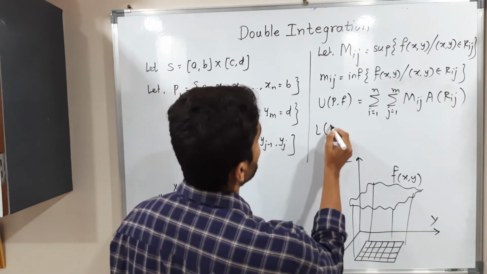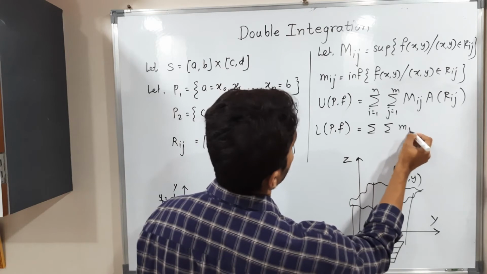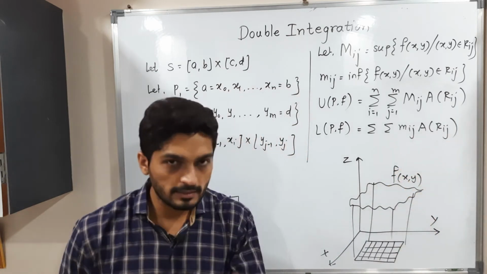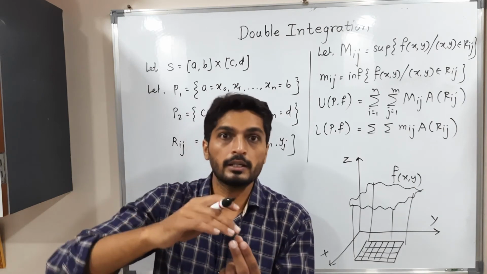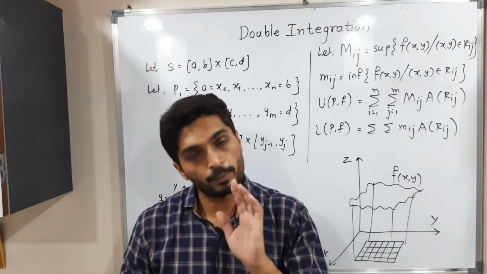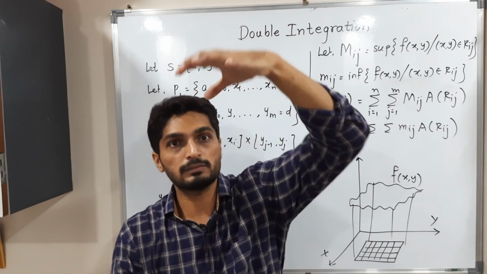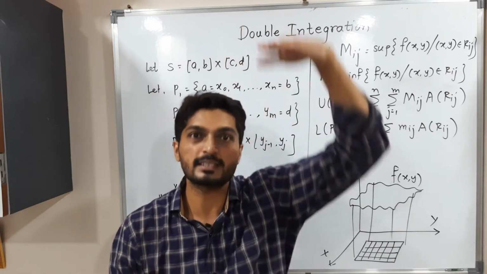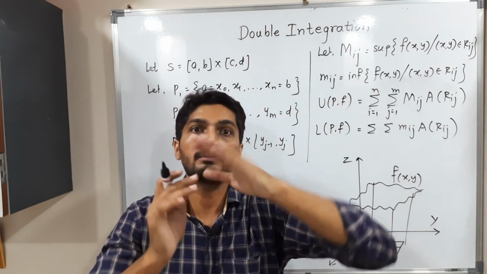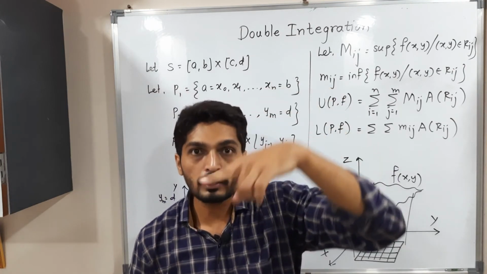Similarly, L(P,f) I can also define with the help of small mij. Same thing, we have the summation of small mij times area of Rij. That means over the same subrectangle, I am calculating the maximum height of the pillar and the minimum height of the pillar. We are considering the same pillar. Getting? So the upper surface of the pillar will be like this, it's bent, it's not plain. Then somewhere it will have a maximum value, somewhere a minimum value.